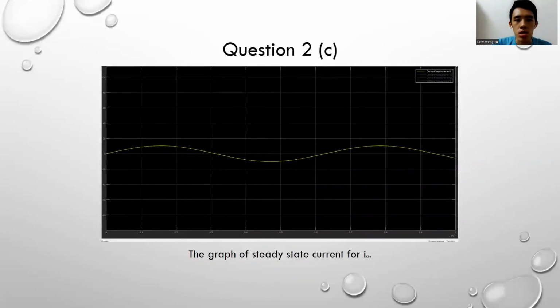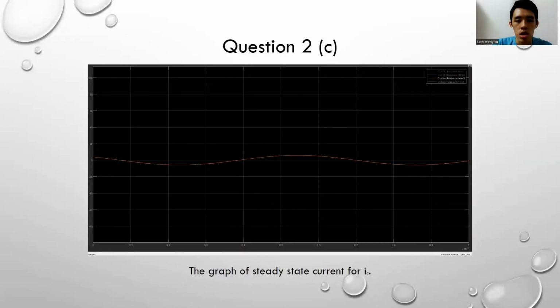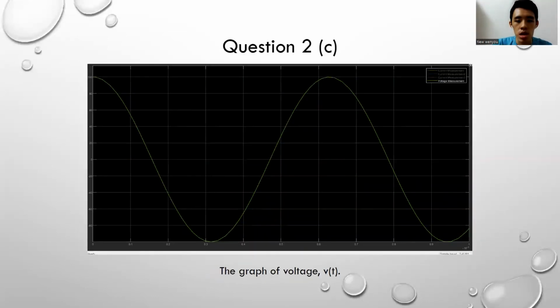Question 2c requires us to plot the graph. This is the graph for the steady state current for IA. This is for IB. This is for IC, and this is the graph for VT. That's all for me. Thank you.